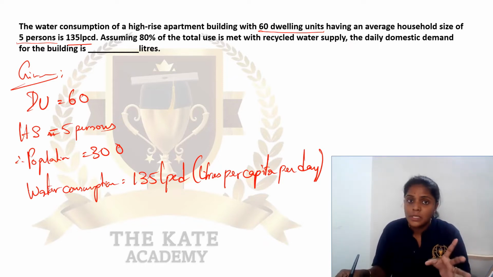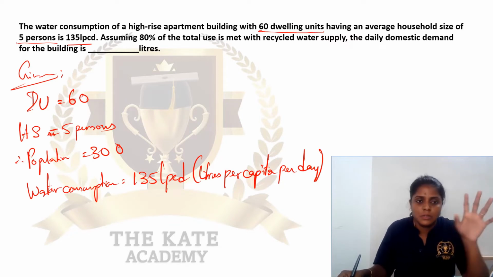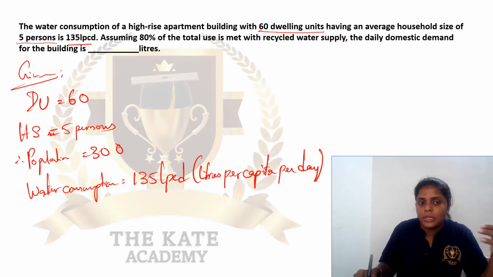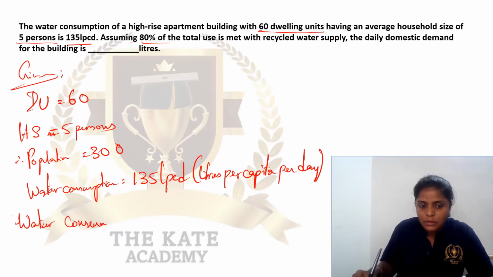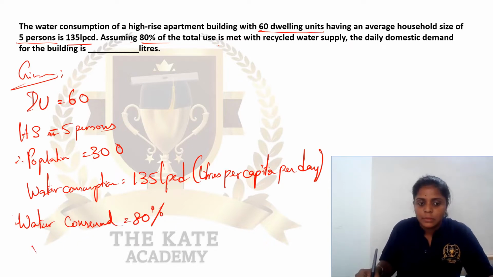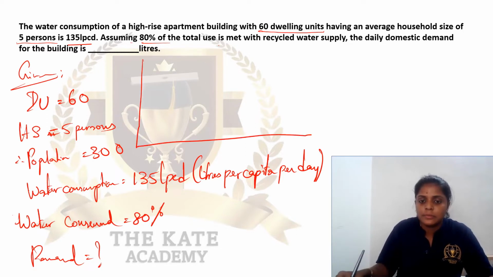Now how many persons are there? 300 persons. Okay. Before that, what are they asking? Next is assuming 80% is already used, equal to 80%. So demand is how much? Is the question. Now we'll go for the solution.